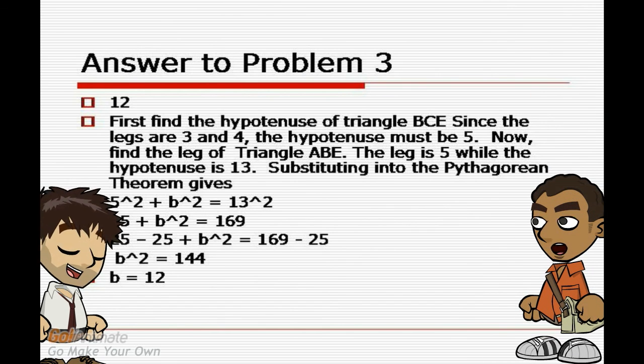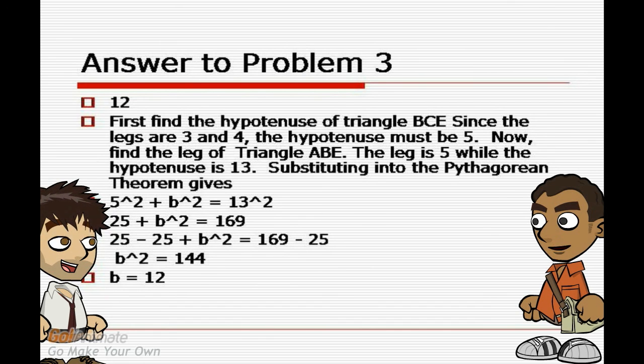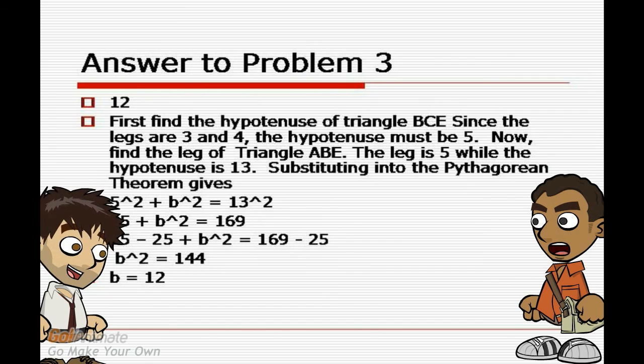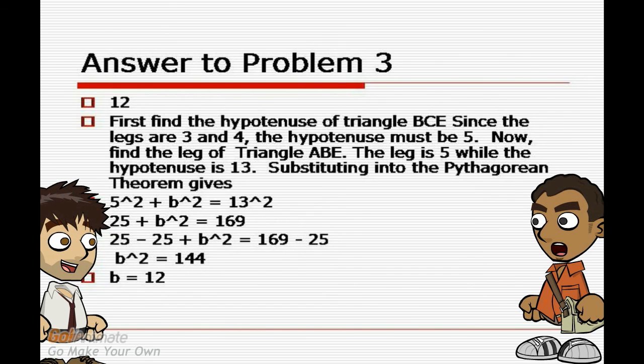The answer is 12. Use the Pythagorean theorem twice. First, find the hypotenuse of triangle BCE. Since the legs are 3 and 4, the hypotenuse must be 5. Now find the leg of triangle ABE. The leg is 5 while the hypotenuse is 13. Substituting into the Pythagorean theorem gives us 5 squared plus b squared equals 13 squared.